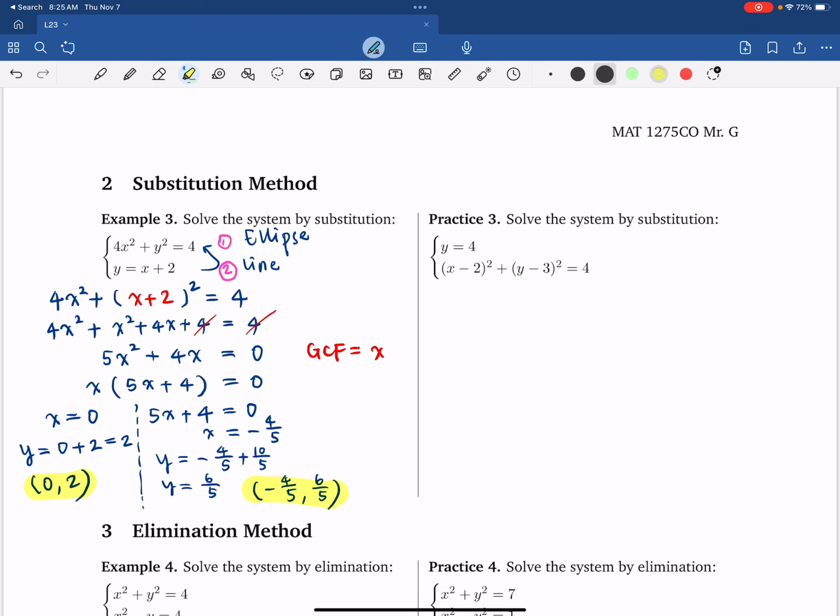The practice one, I'm going to let you guys practice. But before we start giving you the solutions, I do want to talk about the graph of these two equations. The first graph, y equals 4, it's a line. And the second one, this is a circle, right? So go ahead and solve this. And once you solve this, check if your solution is correct. The solution to this one, I'm going to write it down. It's 2 plus radical 3 comma 4. And the other one is 2 minus radical 3 comma 4. So you have two solutions.